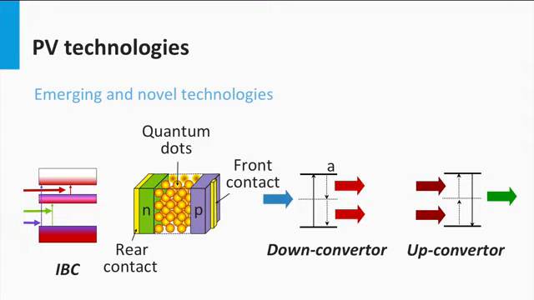Some of these ideas are quantum dot solar cells, absorber layers exhibiting multiple exciton generation, intermediate bandgap solar cells, hot carrier solar cells, spectral conversion using down converters or up converters.